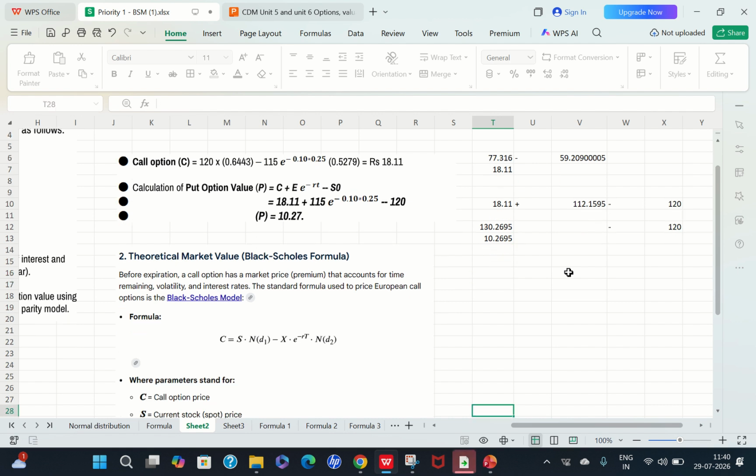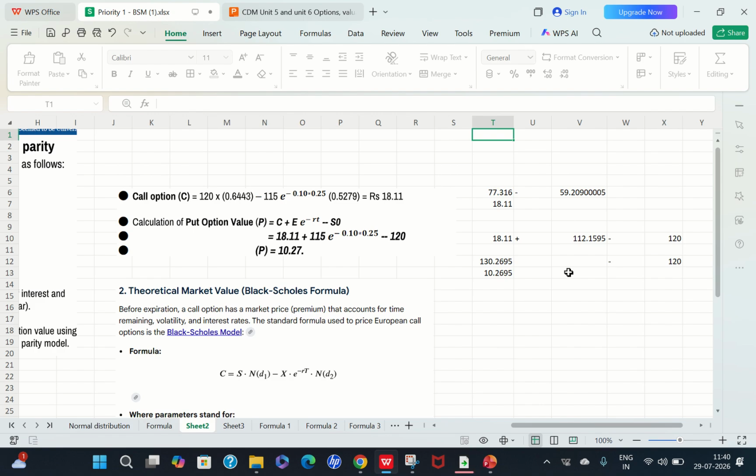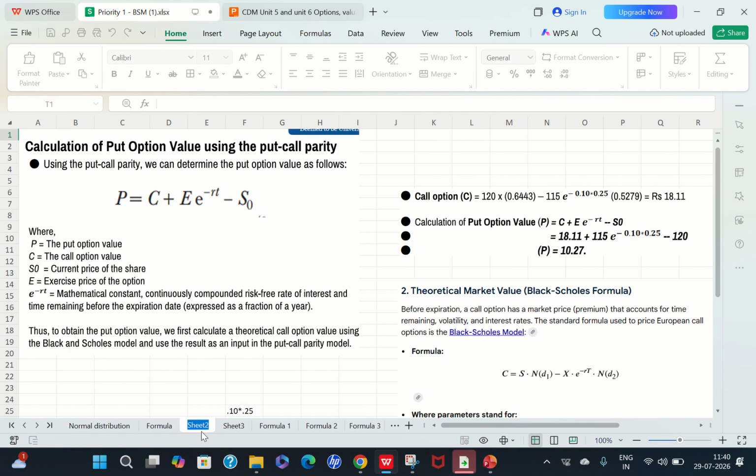So coming to the point, this is one part of the question we are trying to solve here. This is called valuation of put option and call option. Any doubts?